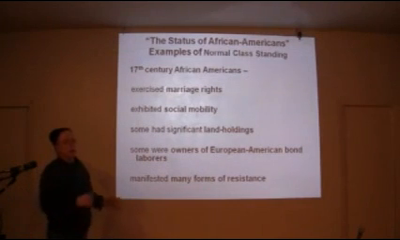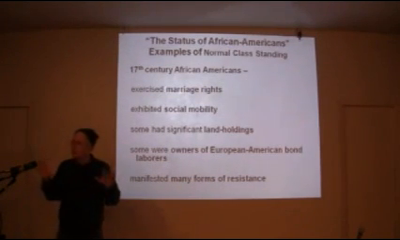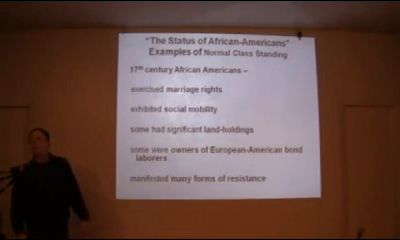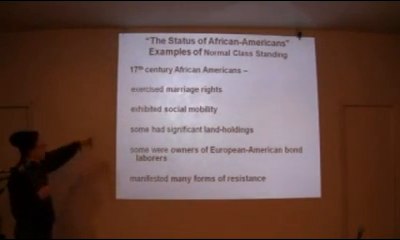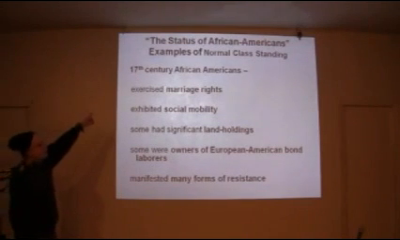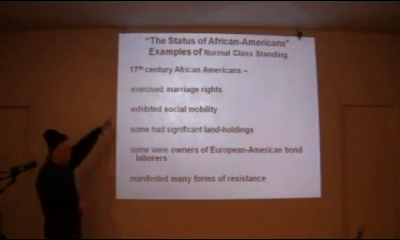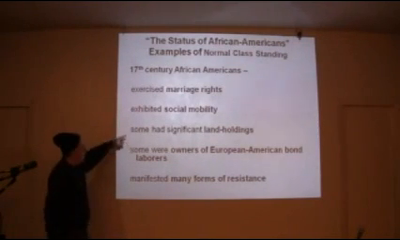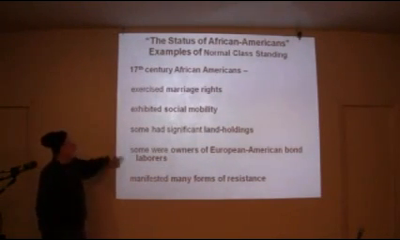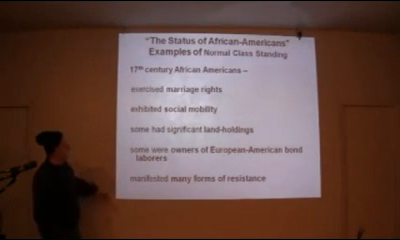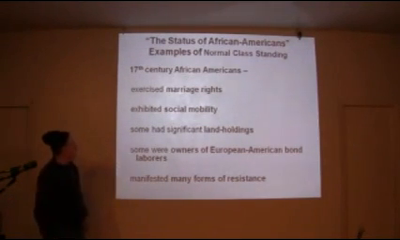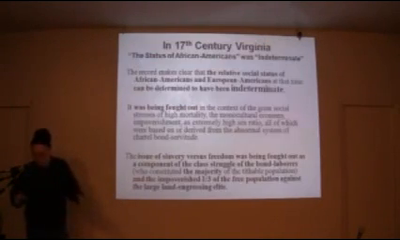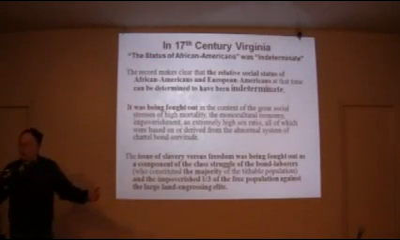Status of African Americans. Again, this is not the Kunta Kinte version of history where Kunta Kinte comes and encounters a full-blown system. 17th century Virginia was very different. In 17th century Virginia, African Americans, not all, right, but not all English either, exercised marriage rights, exhibited social mobility, some had significant landholding, some were owners of European American bond laborers. They manifested many forms of resistance. Some voted, they had voting rights, right?